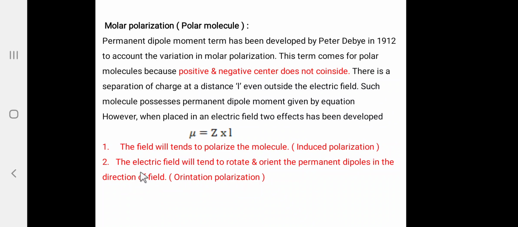Then the second effect: the electric field will tend to rotate and orient the permanent dipoles in the direction of the field. This effect is called the orientation polarization. So in case of the polar molecule, there are two types of polarization, the induced polarization as well as the orientation polarization.